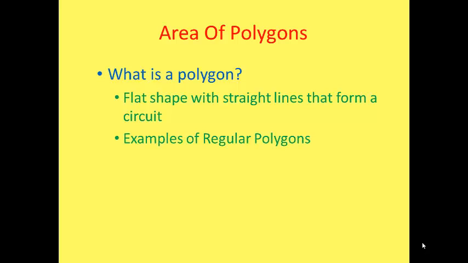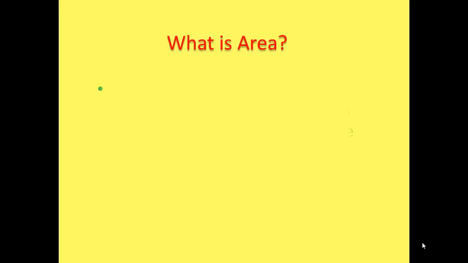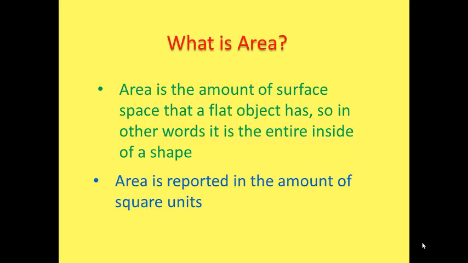Here are some examples of regular polygons: a rectangle, a triangle, a parallelogram, and a square. What is area? Area is the amount of surface space that a flat object has. So, in other words, it is the entire inside of a shape. Also, area is reported in the amount of square units.